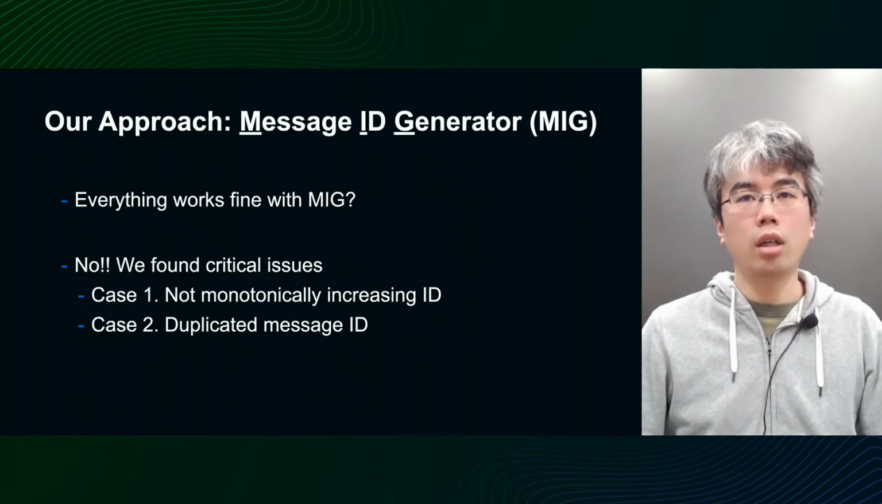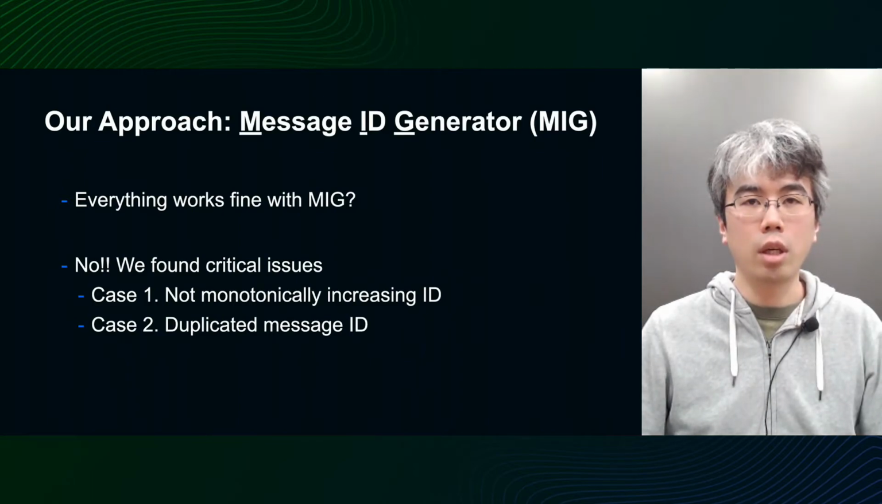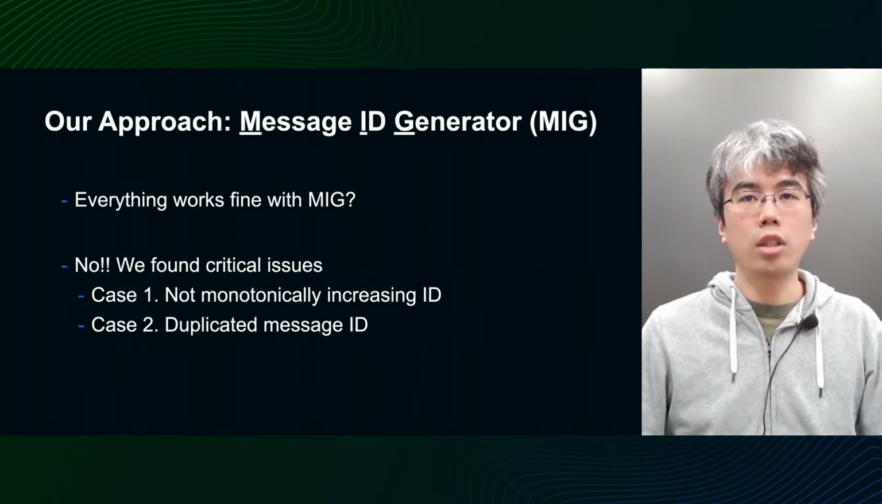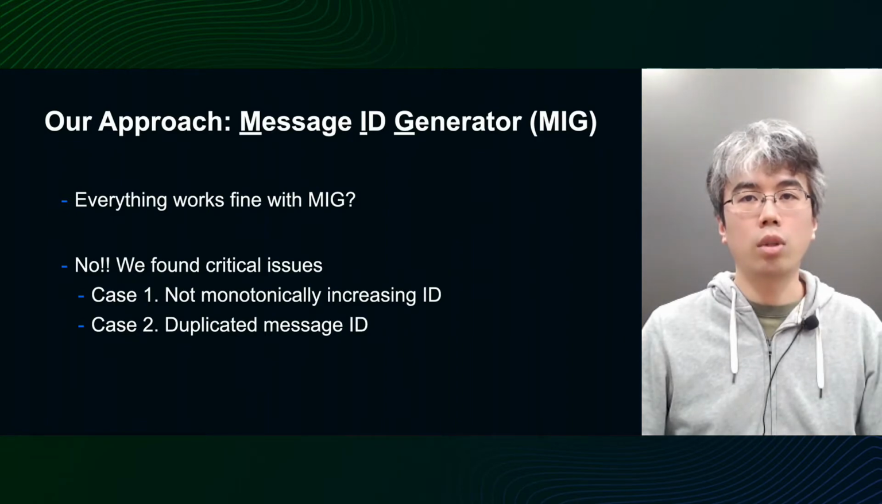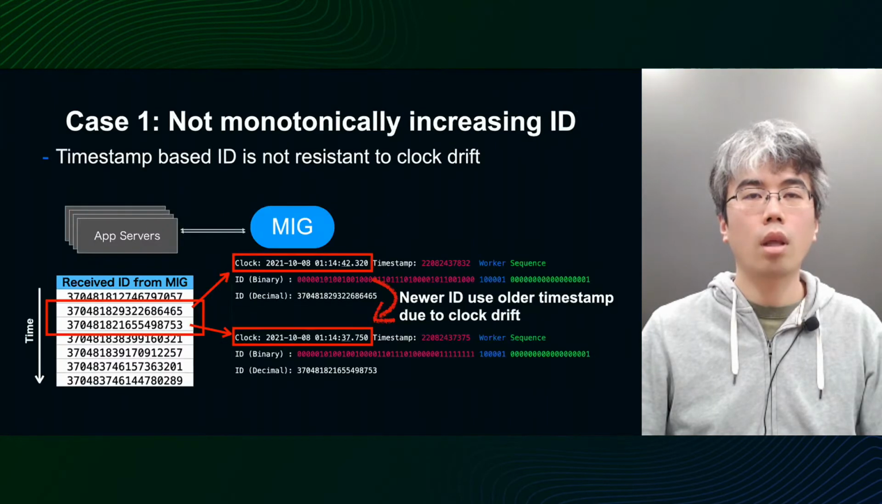Thus, I thought that the MIG would solve everything. However, the story was not that simple. Yes, the introduction of MIG has led to duplicate IDs in the client backend and has broken the assumption that IDs always increase monotonically. Today, I would like to introduce two cases that were discovered during this test.